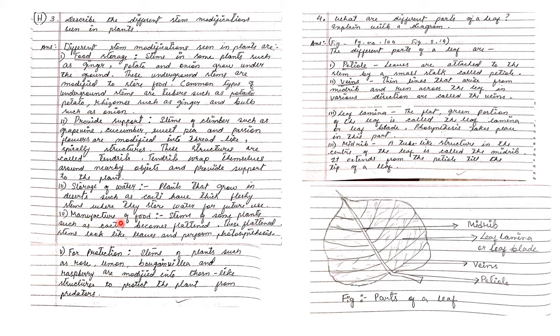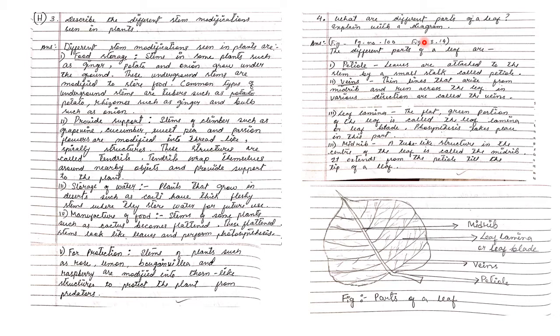Number 4, manufacture of food. Stems of some plants such as cactus become flattened. These flattened stems look like leaves and perform photosynthesis. And now the last one, protection. Stems of plants such as rose, lemon, bougainvillea and raspberry are modified into thorn-like structures to protect the plants from predators.